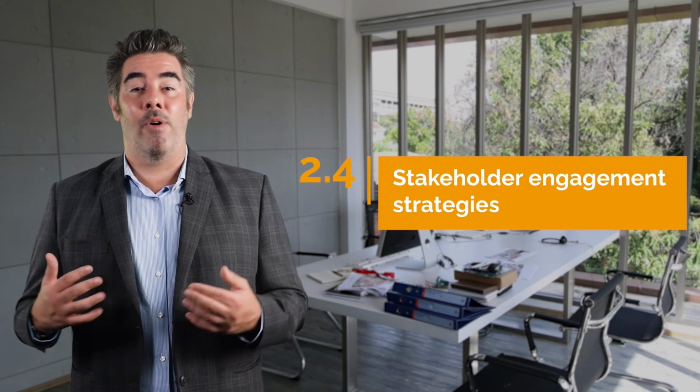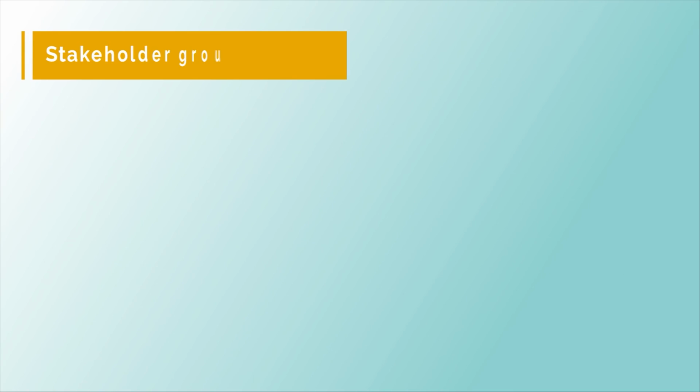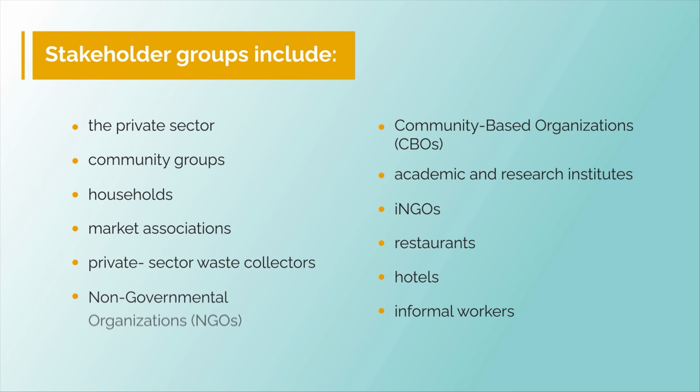At the end of the session, we will apply these steps to a case study scenario to illustrate how the steps can be applied systematically to map out stakeholders for SWRM and climate adaptation and resilience building. Within the SWRM sector, stakeholders may have quite different or similar characteristics with stakeholders involved in resilience and adaptation. SWRM stakeholders may involve various categories of stakeholder groups, including government, both national and local, the private sector, community groups, households, market associations, waste collectors, non-government organizations, NGOs, community-based organizations, CBOs, academic and research institutes, INGOs, restaurants, hotels, informal workers, and farmers, among others.